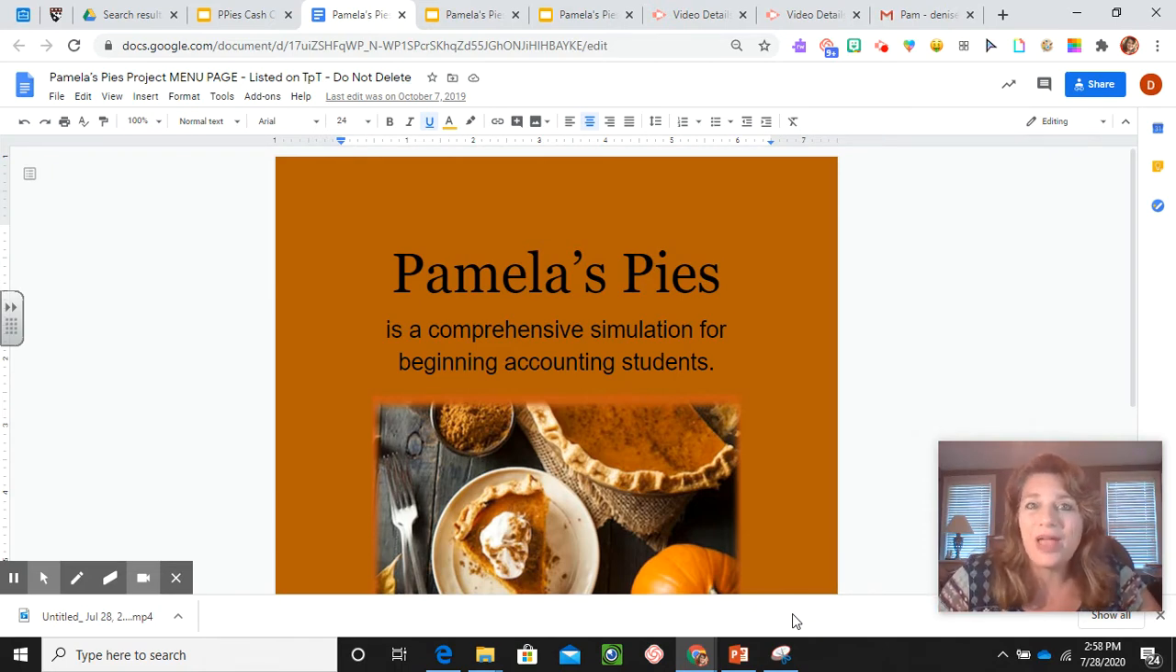So I created Pamela's Pies, and Pamela's Pies is a business simulation that has 4 parts. The first part is journalizing, charts of account, generally accepted accounting principles, entrepreneurial traits. The second part is posting and creating ledgers and then posting from the journal to the ledgers. The third part is cash control system, checking accounts, and so forth. And the fourth part is payroll.